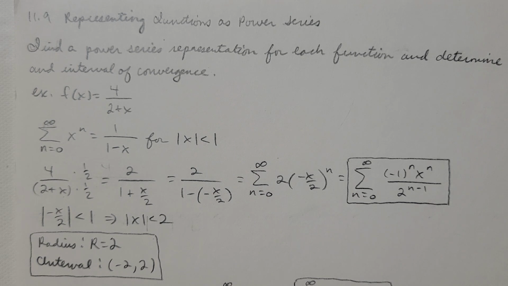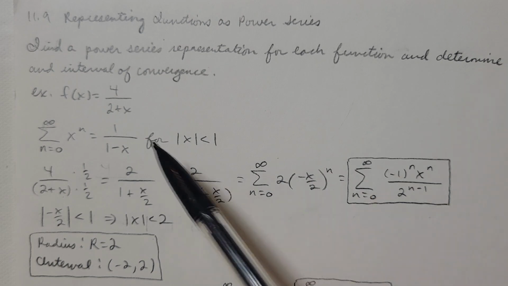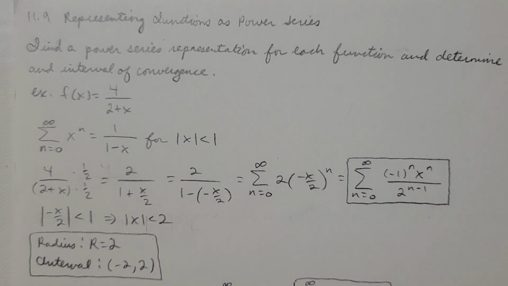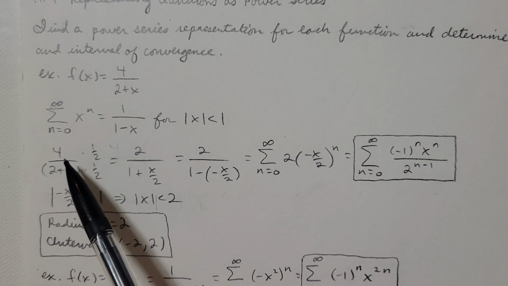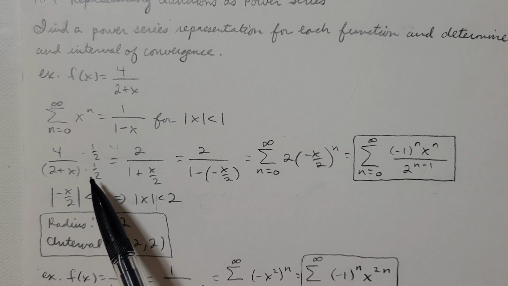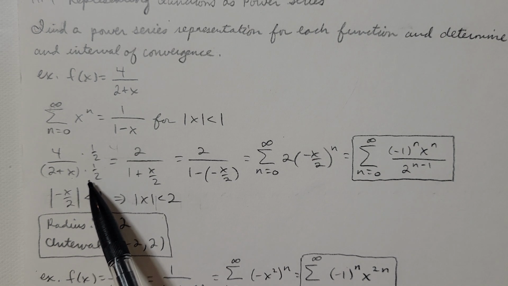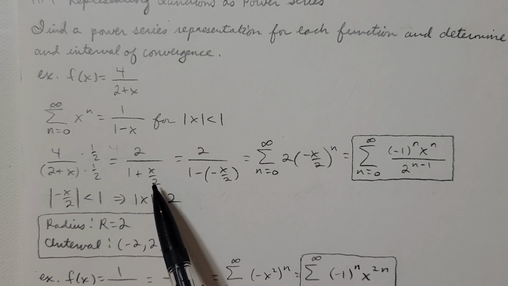So the goal in some of these problems is to rewrite the function in terms of a geometric series, a divided by 1 minus r. I need a 1 minus, and then whatever the r value is. That's what I'm trying to do here to start. We need a 1 minus in the denominator. So if I multiply the top and bottom by 1/2, 1/2 times 4 is 2, and 2 plus x times 1/2 is 1 plus x over 2.